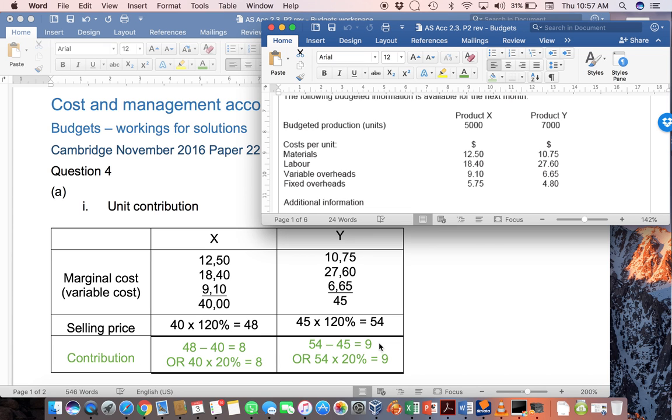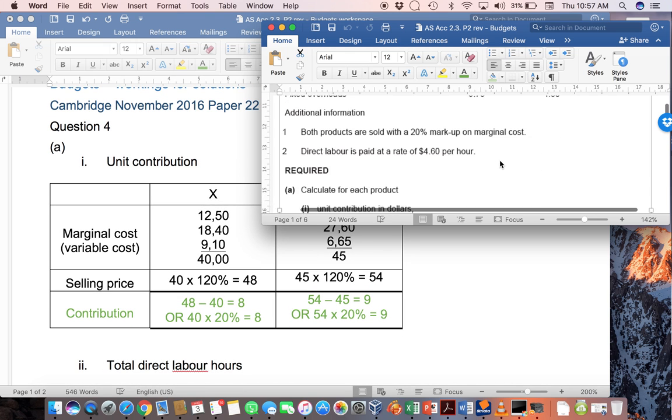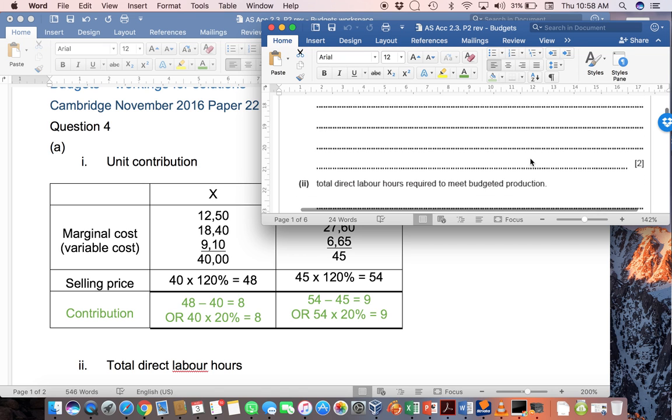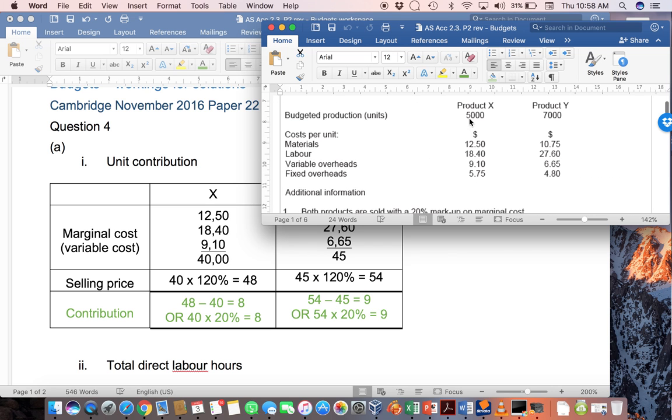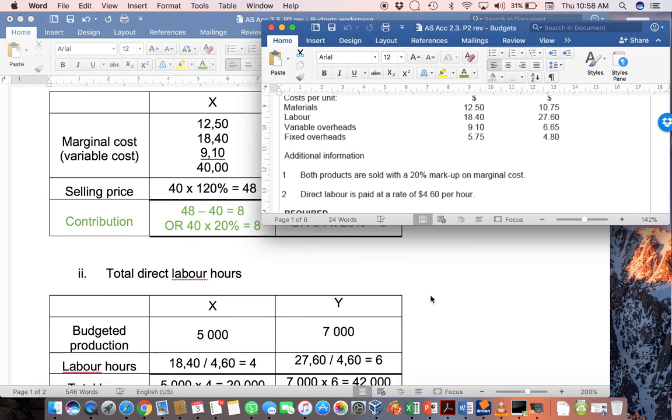Right. You can then have a look at what is required for number 2. Number 2 asks you to calculate the total direct labor hours required to meet the budgeted production. In other words, in order to make 5,000 units of X and 7,000 units of Y, how many labor hours do you need? Remember that they have told us what the direct labor cost is, and we know what the cost per unit is, and we can now use that.